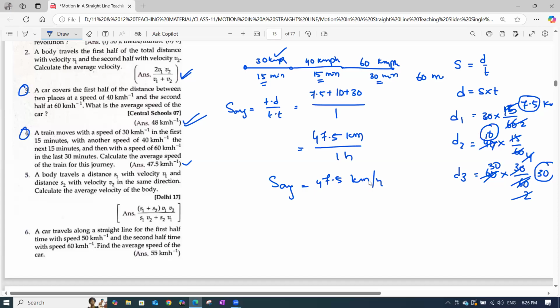Like this you should solve. Then plan this fifth one. You can pause the video, solve it, and come back for the solution.